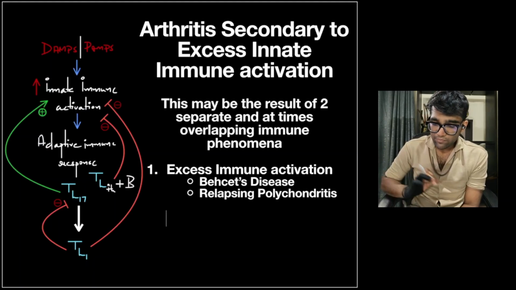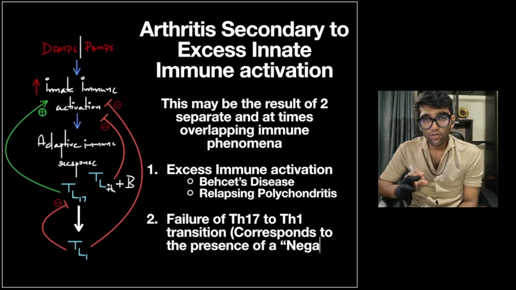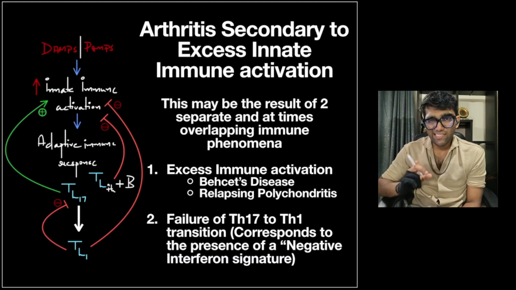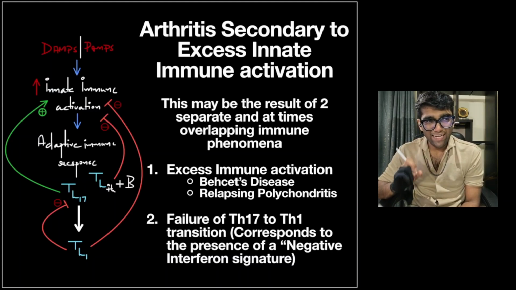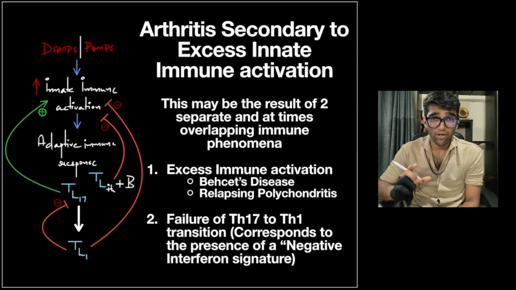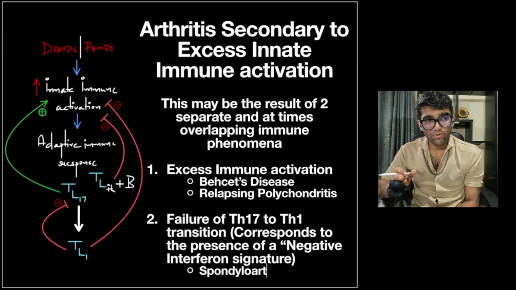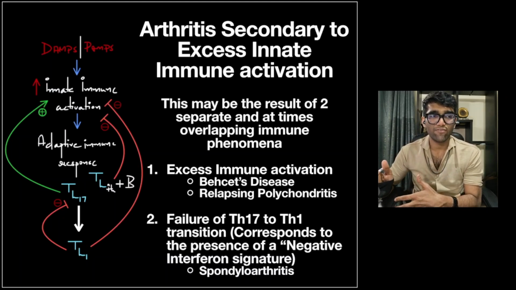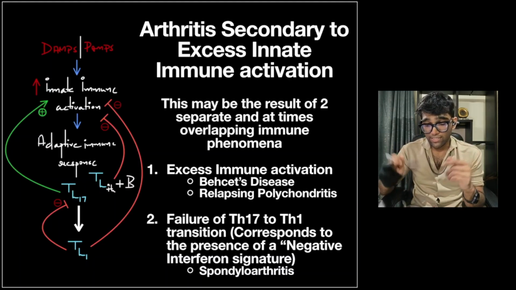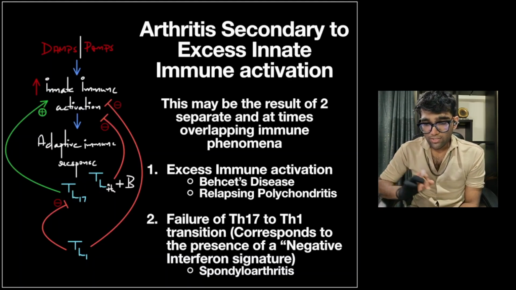Now the second thing is failure of Th17 to Th1 polarization, which is essentially the characteristic pathogenic feature of spondyloarthritis, and this results in an inverse of the normal interferon signature that we get in, say, an alpha interferonopathy. And that is then called a negative interferon signature. So these two disorders are there.